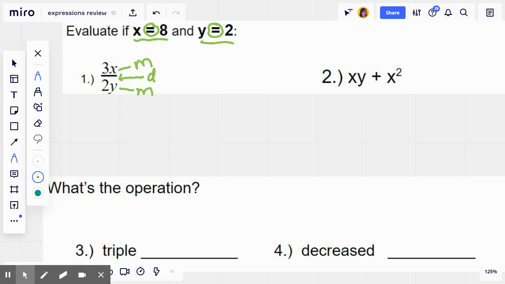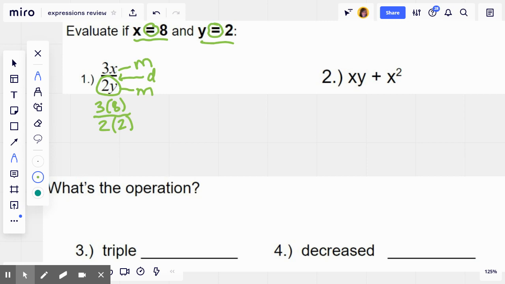So the first one says 3x. I know that x is 8. So I'm going to write 3 times 8. Okay, I'm going to just draw the bar for now. And then what am I going to write for the bottom part? What is this telling me to do? All right, on the bottom, you should have 2 times 2, okay, because the 2 is y.